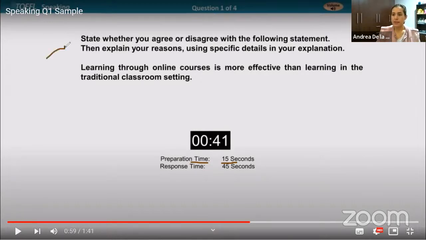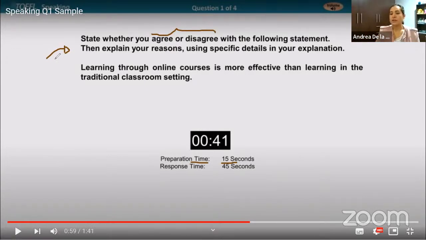For example, in this case, in the first part, they say state whether you agree or disagree. So as soon as you see those words, agree or disagree, you should already know that you're dealing with an agree and disagree type of question. We are going to talk about the types of questions. Agree and disagree is probably the most common one. So as soon as you see the word agree, you know that you're dealing with an agree or disagree.